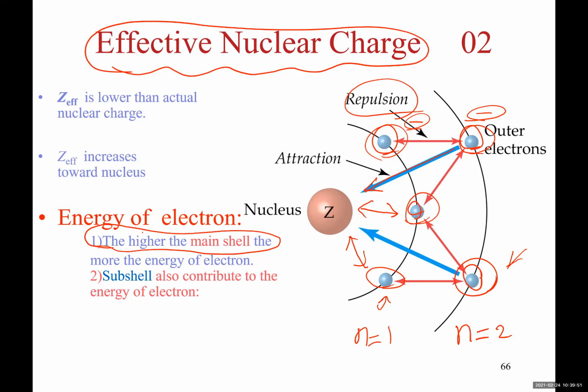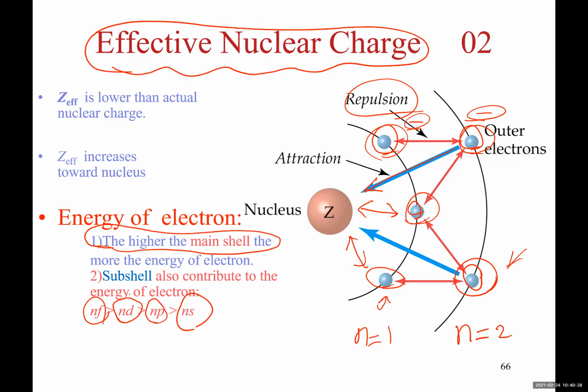The other factor, again, is coming from mathematical calculation of energy of electrons using wave functions. And we know that s orbital has minimum energy, p orbital has more energy, p electrons have more energy than s electrons, d electrons have more energy than p electrons, f electrons have more energy than d electrons.